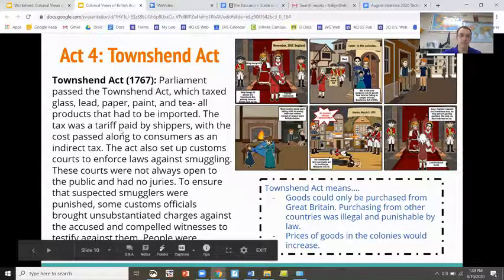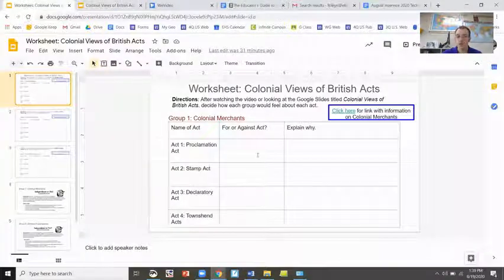So now that you have this background information, you can go over to your worksheet and go through each of these different sections and decide how they would feel and why they would feel that way. If you have any questions, talk to your teacher and we can go from there.